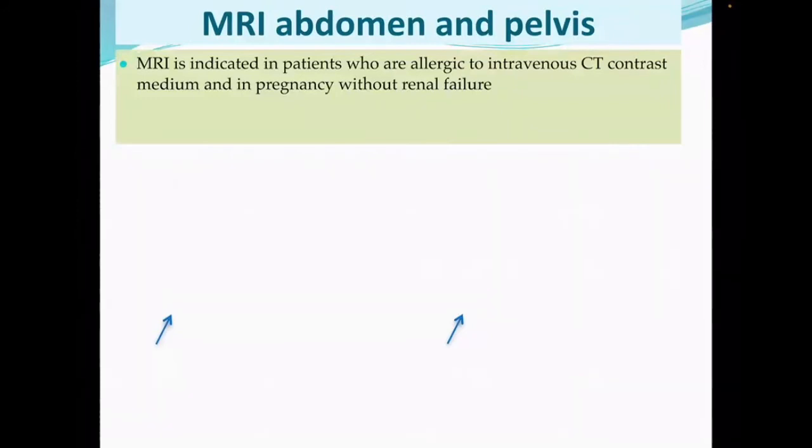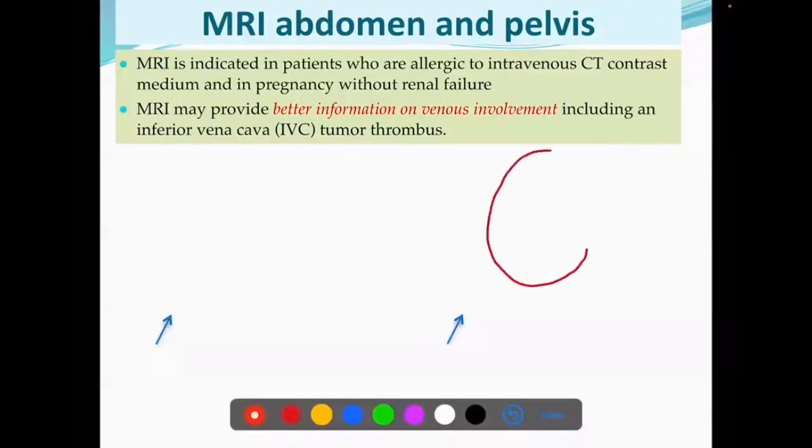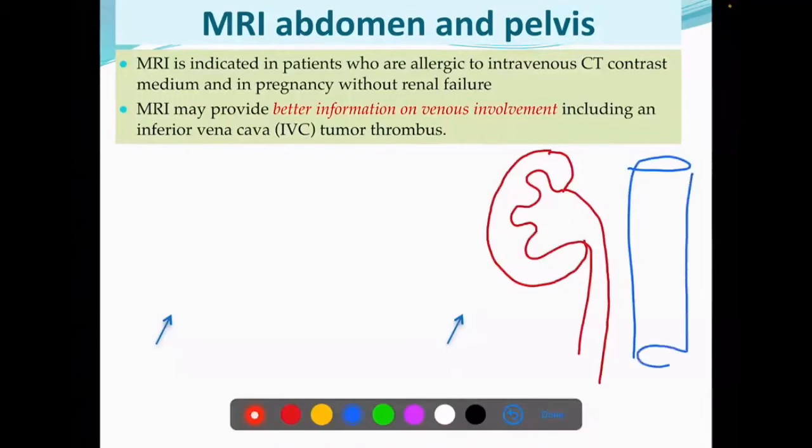So MRI will give a similar image as CT scan. And one thing, MRI is better than CT scan if you want to see the inferior vena cava involvement. So MRI is better than CT scan to know the inferior vena cava involvement. This is very important. I've already told you the most common way of metastasis is involvement of the inferior vena cava. This is the inferior vena cava.